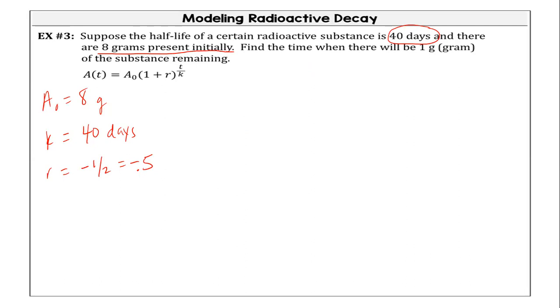All right. Do I now have enough to write an equation, a model? Here we go. A of T equals 8 times (1 minus 0.5) to the T over 40. So A of T for this problem equals 8 times 0.5 to the T over 40.